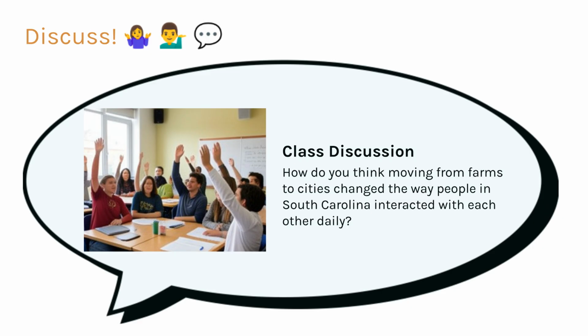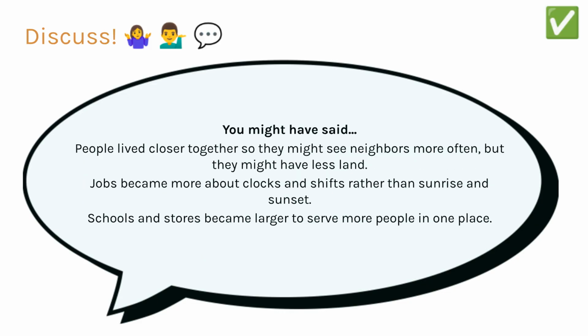Consider this question. How do you think moving from farms to cities changed the way people in South Carolina interacted with each other daily? Moving closer together in cities meant people might see neighbors more often, but they had less land. Jobs became tied to clocks and shifts, not sunrise and sunset. Schools and stores grew larger to serve concentrated populations.